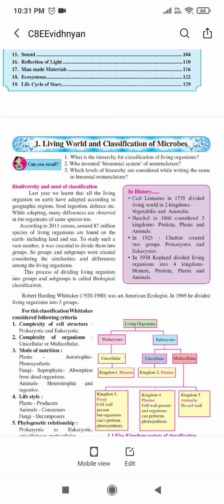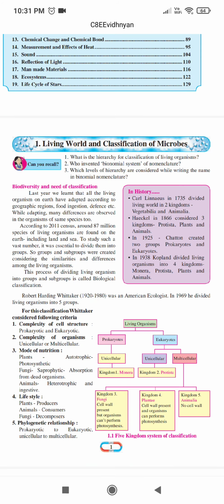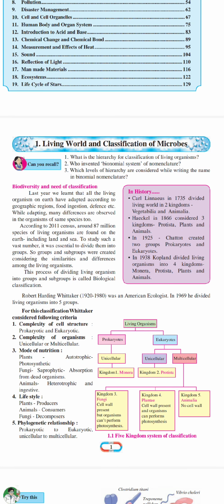First, just see the question they have given. What is the hierarchy for classification of organisms? Hierarchy means first you have to understand what is order. Here the hierarchy is divided into 7 parts, which you will learn in the 9th standard. But just see how the order is. First kingdom comes, then phylum, class, order, family, genus and the species.